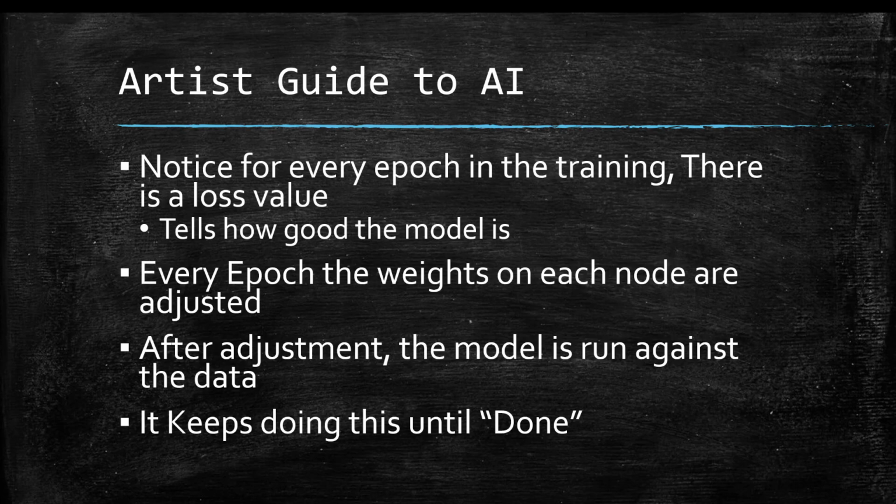And on every epoch, the weights on each node are adjusted. Remember how each tensor has weights associated with each of its inputs? Well, after each epoch, those weights are adjusted to try to make it better. Once we go through the whole epoch and the weights are adjusted a million times based on every one of our inputs, then we run the model again through some test data. And that test data tells us how good or how bad the loss is. Then we do the whole thing over and over again until we're done.